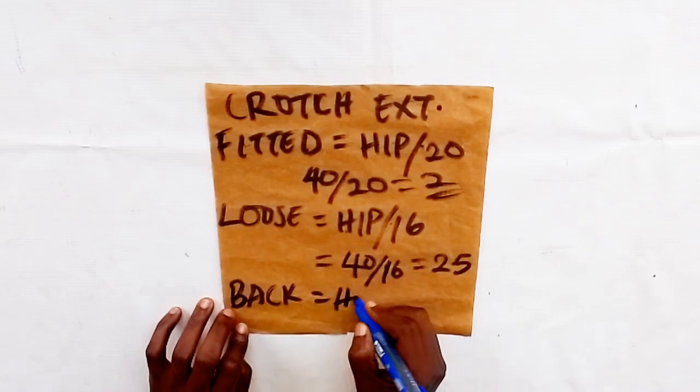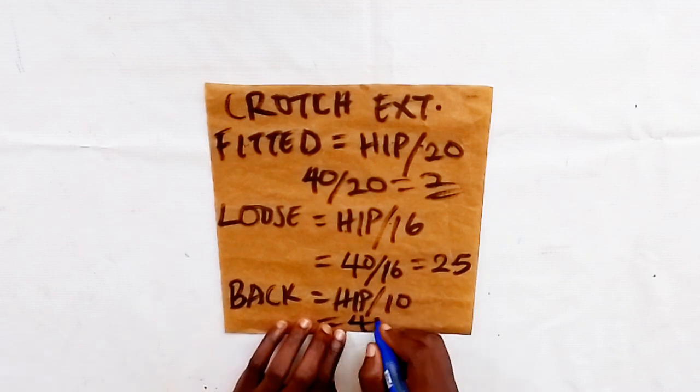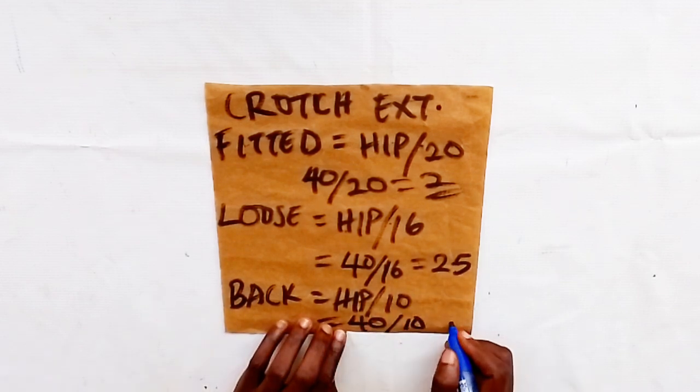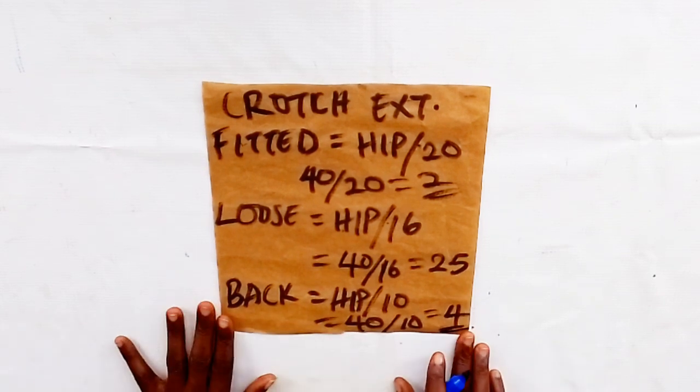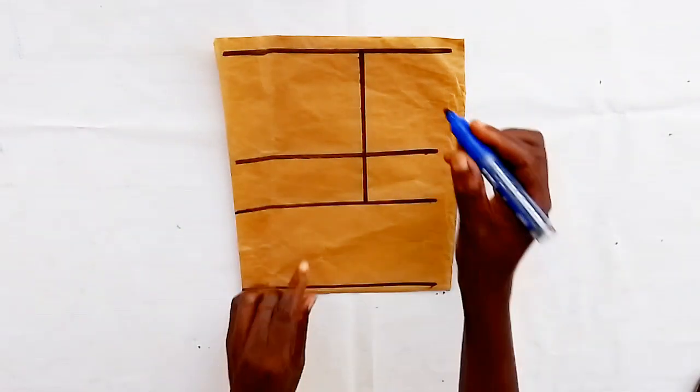Now for the back crotch extension, you have to divide your hip by 10, which simply means that 40 divided by 10 is going to give us 4 inches. Now let's go ahead and use this measurement on a miniature pant draft.